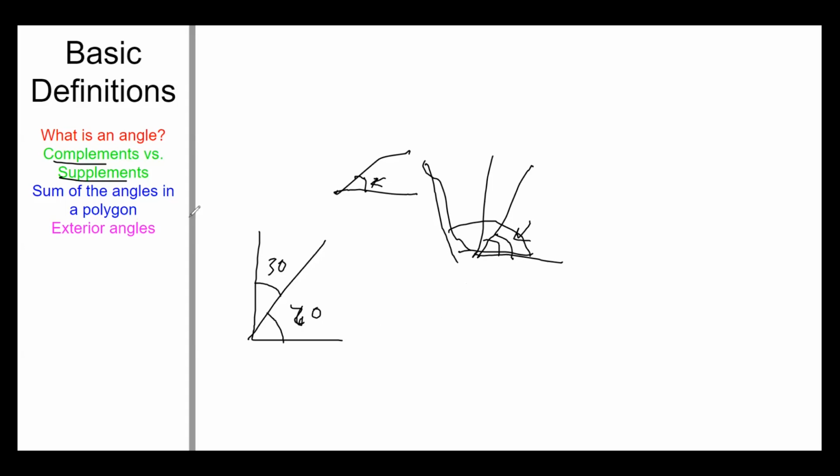And then for supplementary angles, it just means that the two angles add up to 180 degrees. So the two angles you see in this diagram are supplementary angles because together they make up this line. And the line has 180 degrees because it's exactly half of an entire circle.